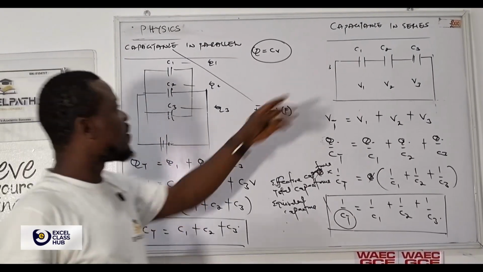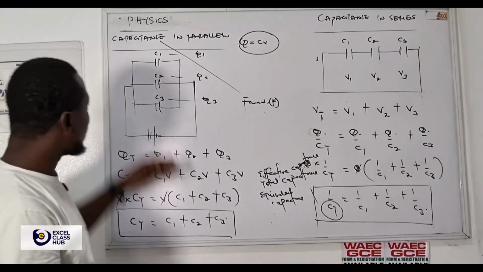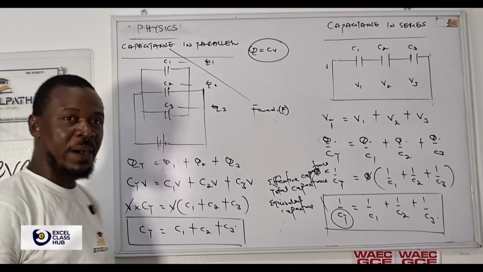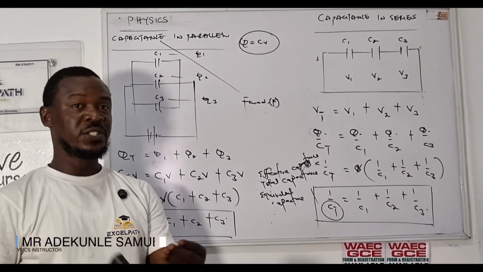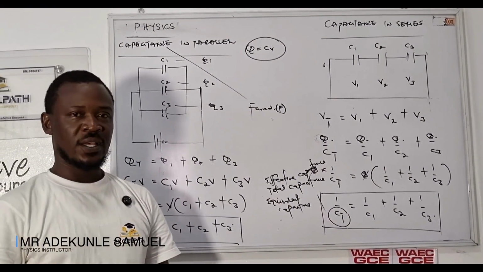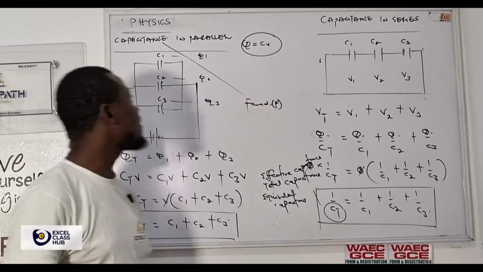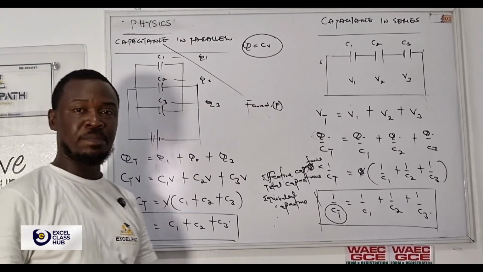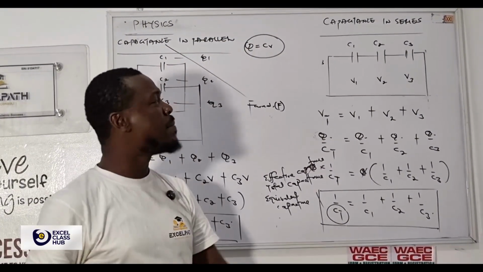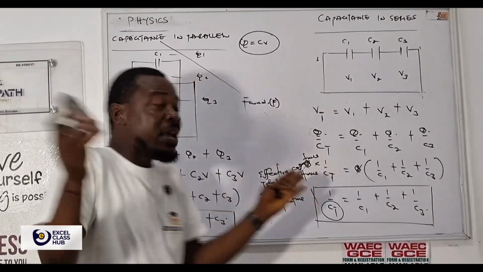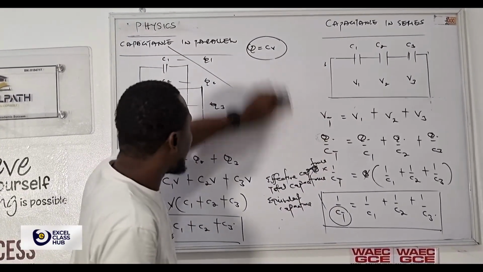Since you understand that this is the formula for capacitance in series, and this one is for capacitance in parallel, we can now pick one or two questions from JAMB past questions and see how to apply capacitance in series or in parallel to solve. But take note, the question you may be given that day may not be only capacitance in series. They may combine both parallel and series together. Let me give you something like this.